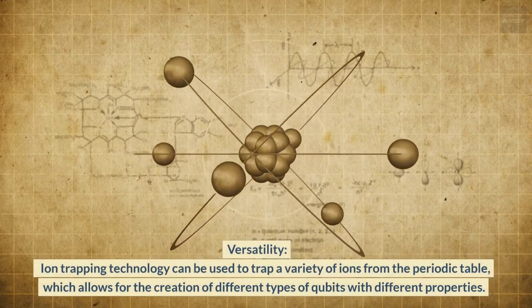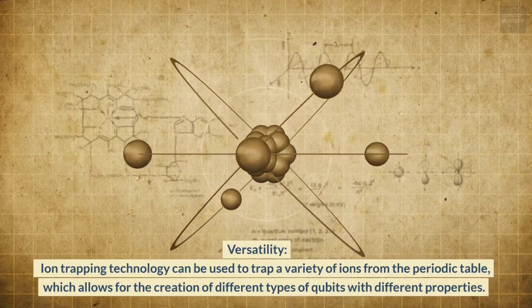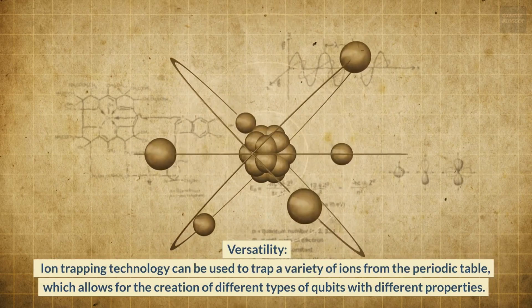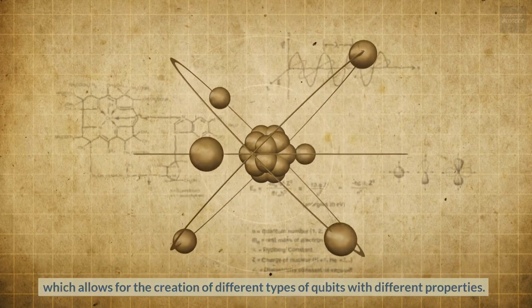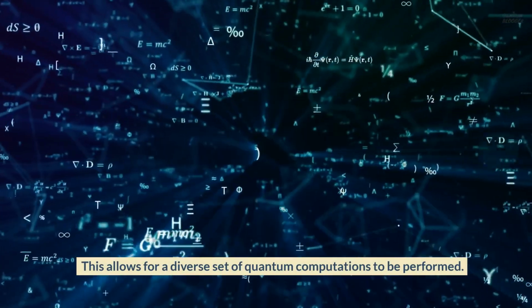Versatility. Ion trapping technology can be used to trap a variety of ions from the periodic table, which allows for the creation of different types of qubits with different properties. This allows for a diverse set of quantum computations to be performed.